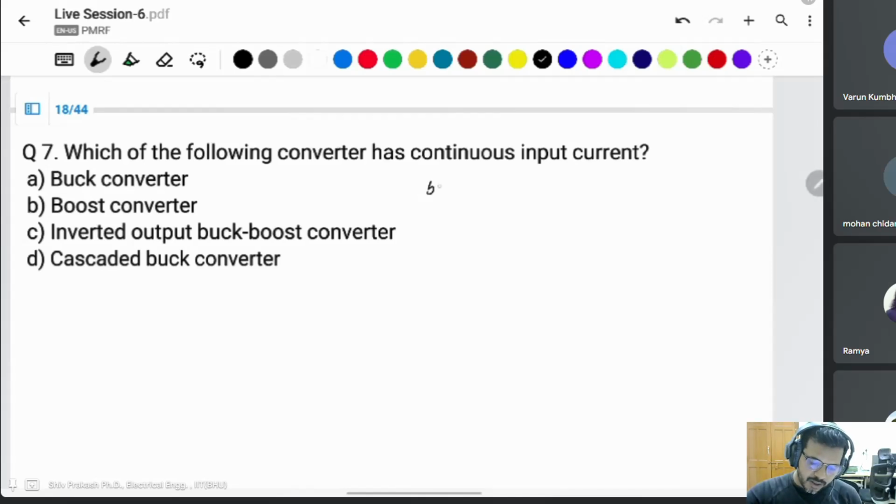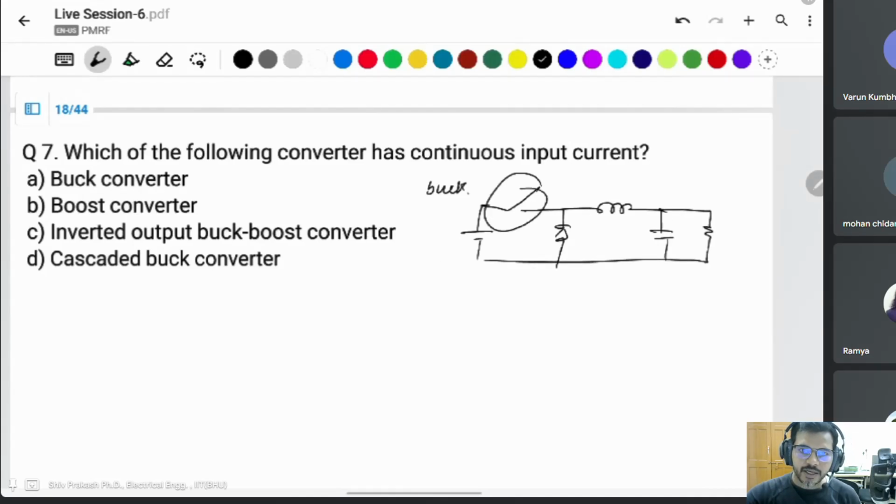For the buck converter, you know there is a switch and this is the diode. When the switch is on, the input current is flowing. If the switch is off, then current will not flow through the input voltage. That's why the buck converter has a discontinuous input current. What about the boost converter?